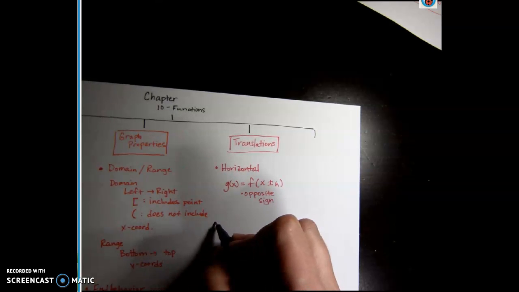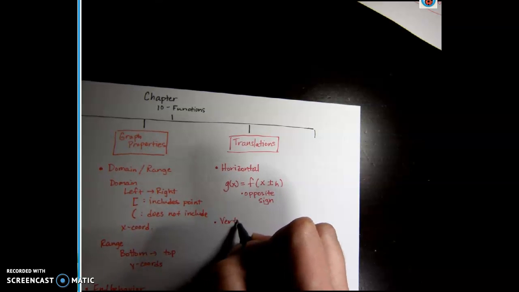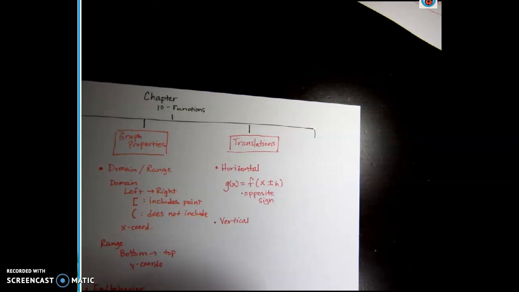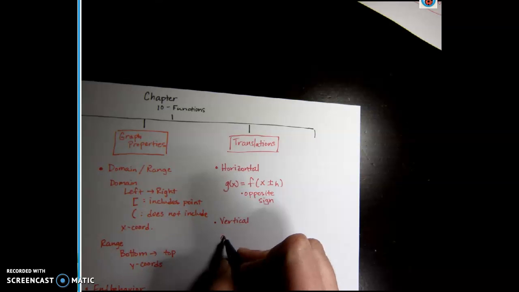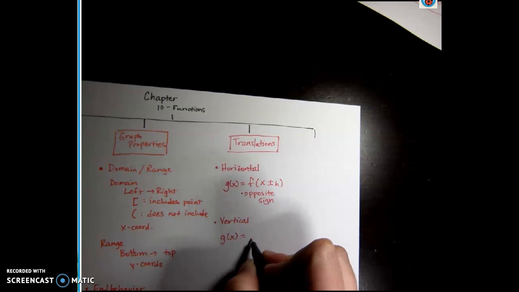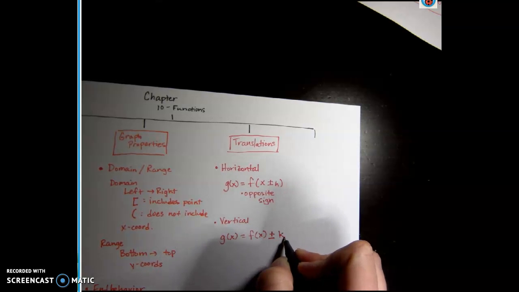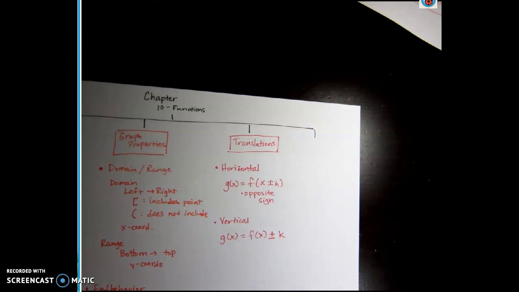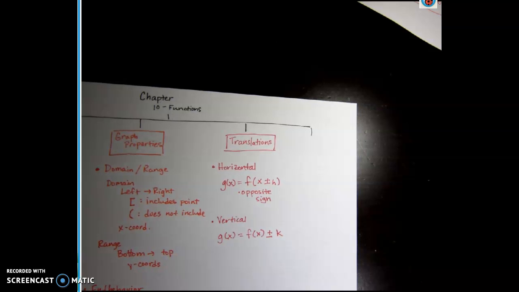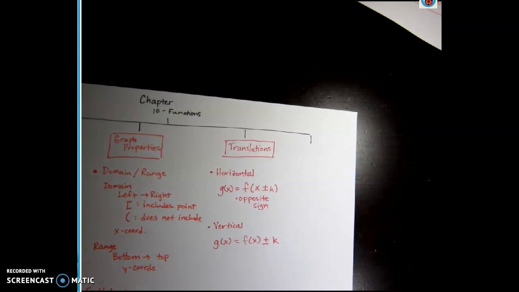Then we also did vertical translations. A vertical translation is added on to the end, so your function would look like f of x plus or minus some number. And that one we don't use opposite sign. That would be the sign that you would expect. So plus would be up and minus would be down. And those ones are going to be at the end of your function, not attached to the x.